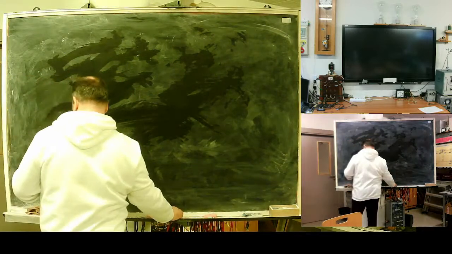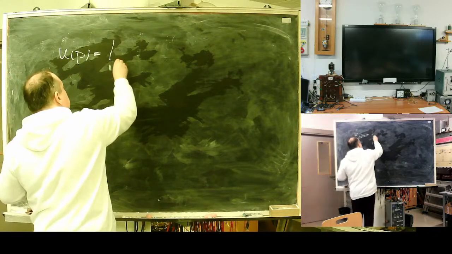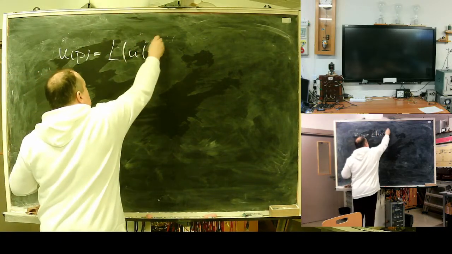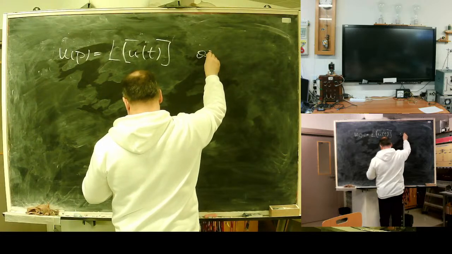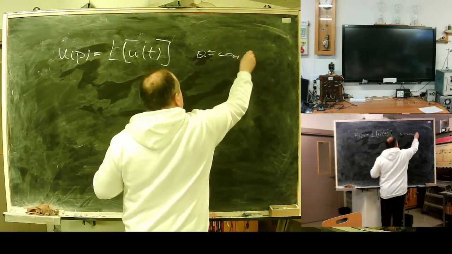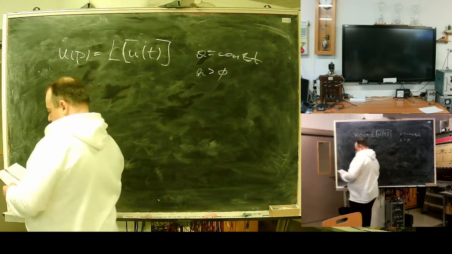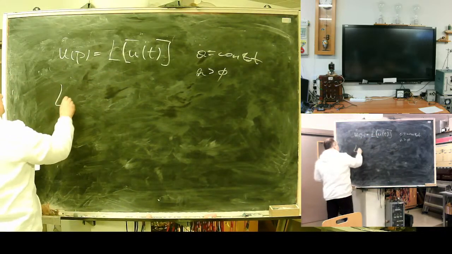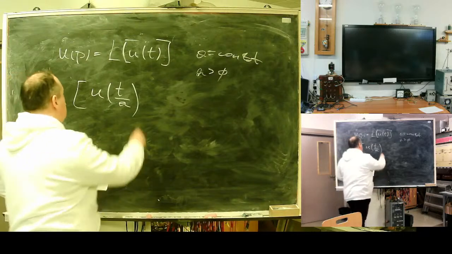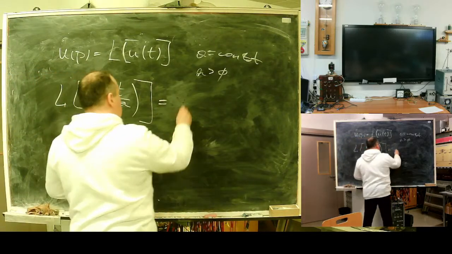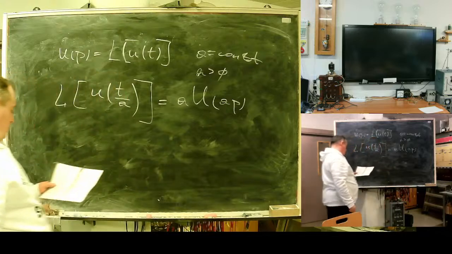Time scale change. If the image F(p) is a result of the Laplace transform of f(t), and a is a constant, also a should be greater than 0, then the Laplace transform of f(t divided by a) equals a times the image F(a p). This is the time scale change.